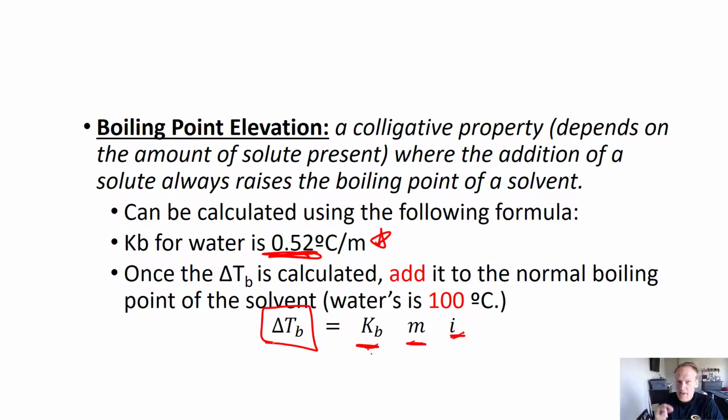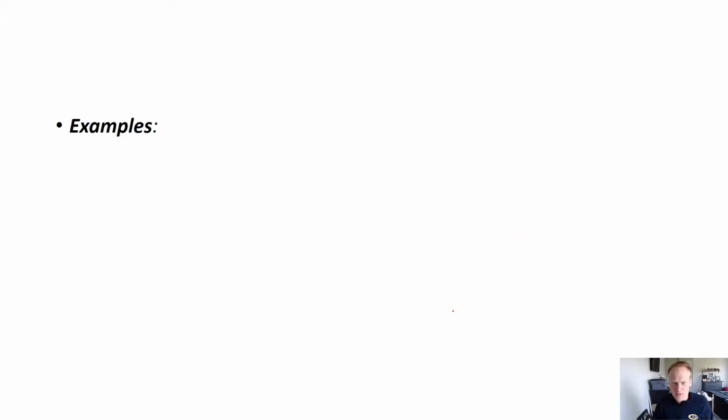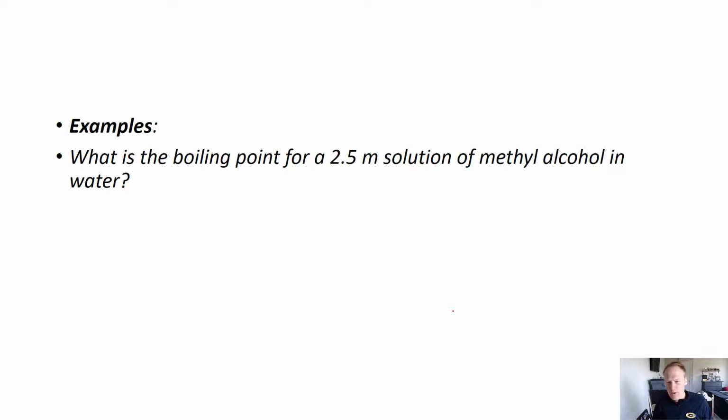Here's the thing. That's only telling you how much the boiling point is changing. It's not telling you the new boiling point. To get to the new boiling point, you would need to add it to 100 degrees, because that is the boiling point. All right, let me show you what these look like, and I think maybe it'll make a little more sense. It says, what is the boiling point for a 2.5 molal solution of methyl alcohol? Methyl alcohol is covalently bonded. That means 1 particle. That would be the first thing that I would identify. How many particles are we dealing with here?